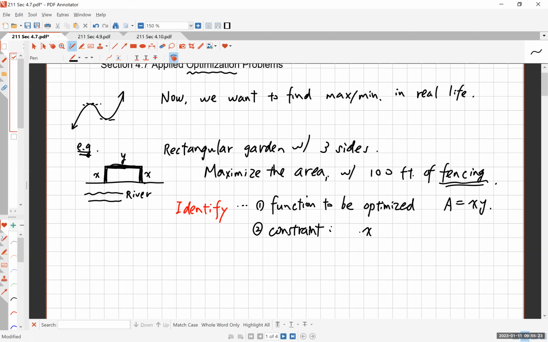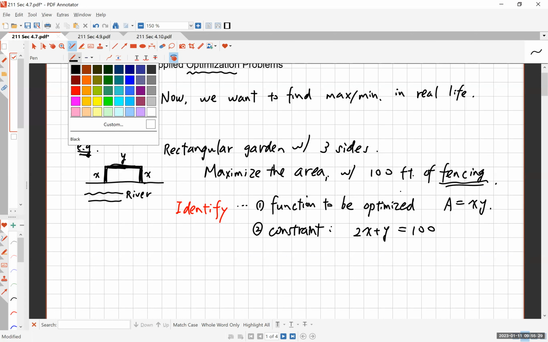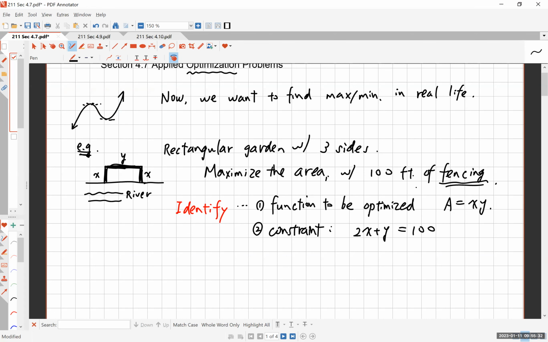So it's x plus y, or 2x plus y, has to be 100, or actually less than or equal to, but here it says 100 feet of fencing. So let's just use all of it, since we are trying to maximize the area. Here's the language we will use: we are trying to maximize the area xy subject to the constraint 2x plus y equals 100.